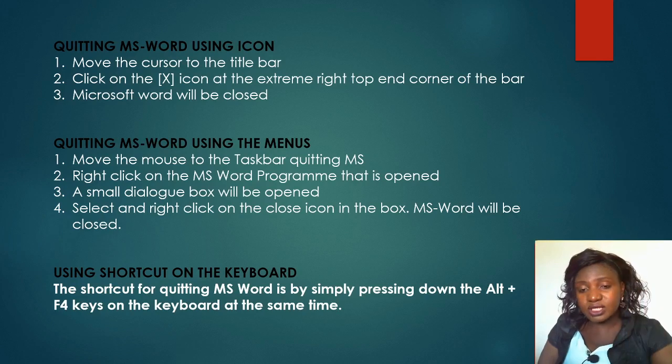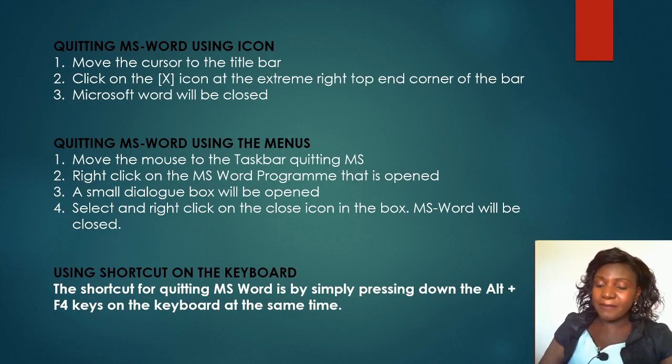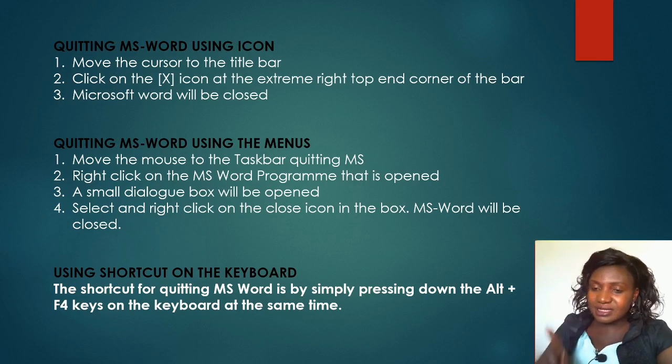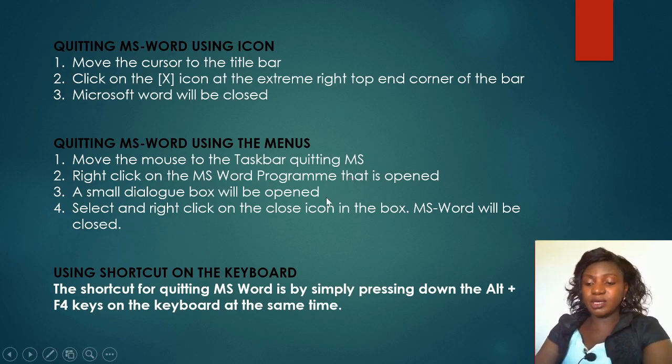So what do you do? You need just two keys to shut your system. When it comes to shutting down using the system, what do you press? Your Alt plus F4 key. Remember, you're pressing those keys at the same time. Press your Alt key. Do not lift your finger. Press your F4 key on the keyboard at the same time. When you do this, you automatically shut down your MS Word window.